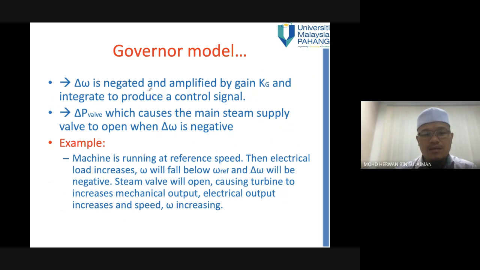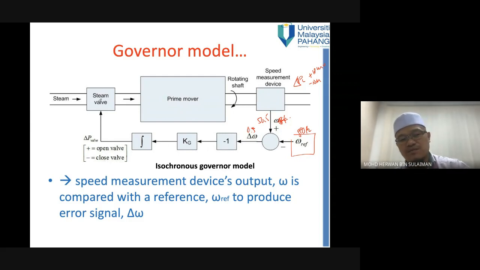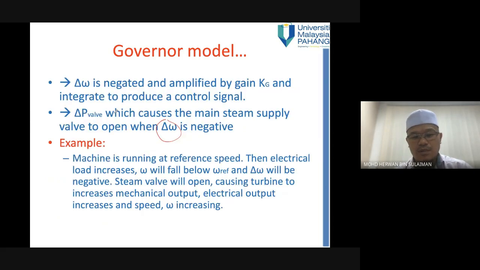Okay, like that, negate and amplified by gain Kg. So delta P valve causes the main supply valve to open when negative. If negative, it will become positive, and then it gains. So positive will open. Okay, if positive it will become negative. So it will be negative, it closes the valve. Okay.